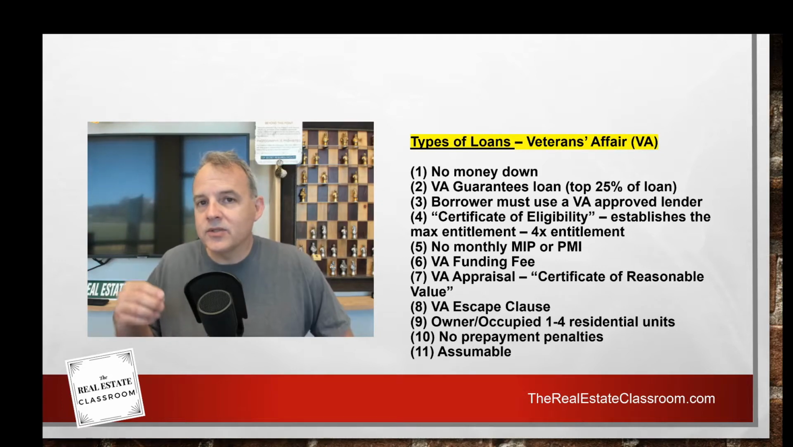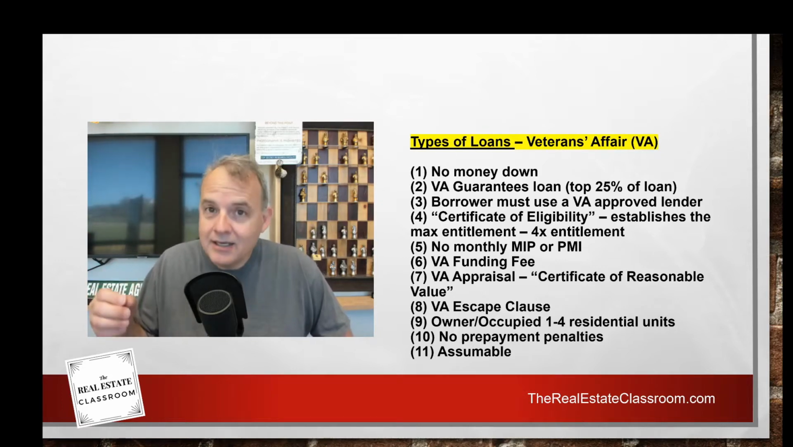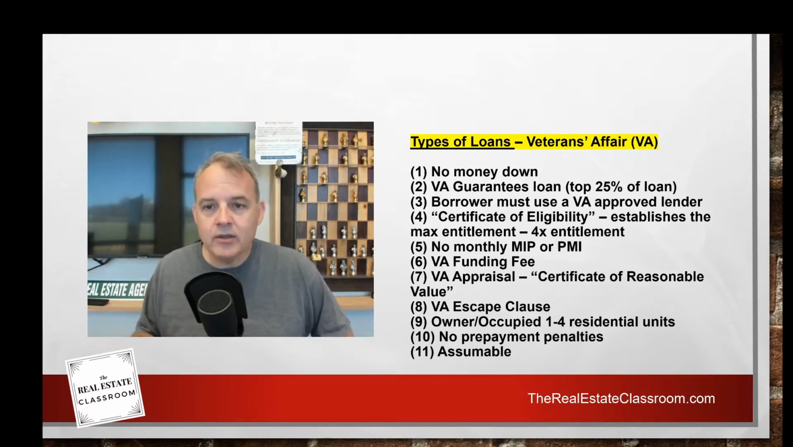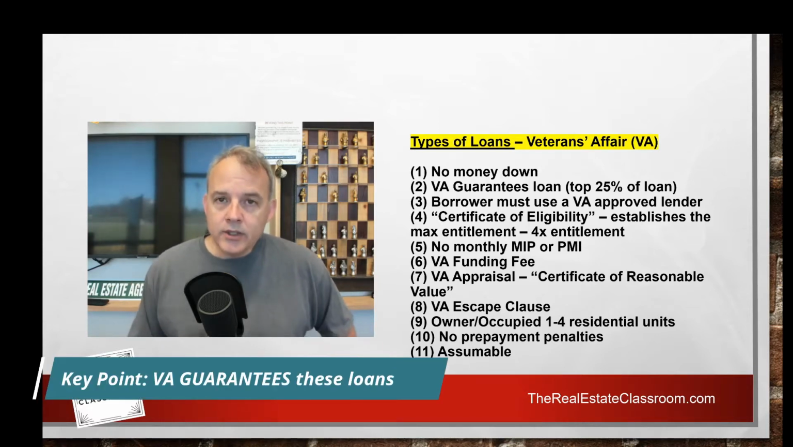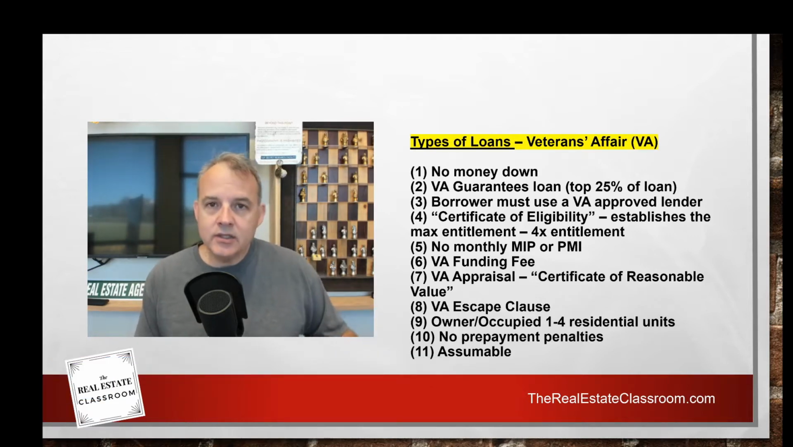The first one is this is the no down payment loan. It's one of the best loans that's out there. The veteran literally can put zero money down to qualify as long as they're within their limits. Now, the VA guarantees this loan. You have to know that for the exam. VA guarantees loans, and when we get to the FHA loan, you're going to learn that it's an insured loan. But VA guarantees the top 25% of the loan.